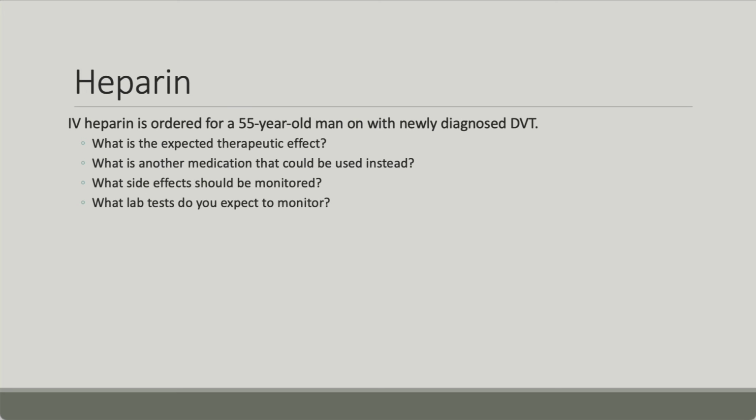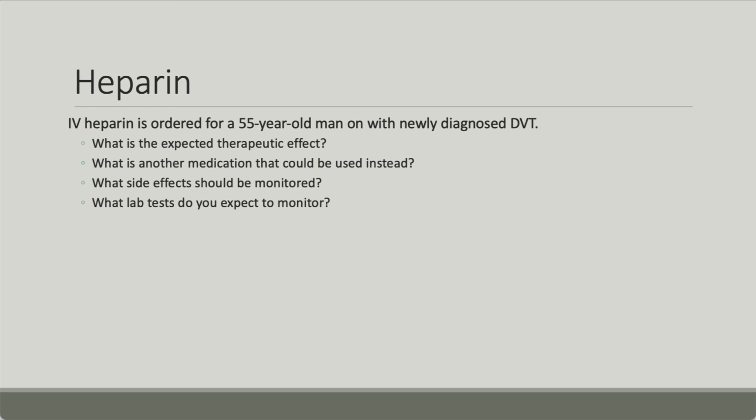What other medicine could we use instead of IV heparin? Well, we could use Lovenox, right? Low molecular weight heparin. And in that case, it's just weight-based. I know when he weighs 100 kilograms, I'm going to give him 100 milligrams sub-Q twice a day for a therapeutic dose.